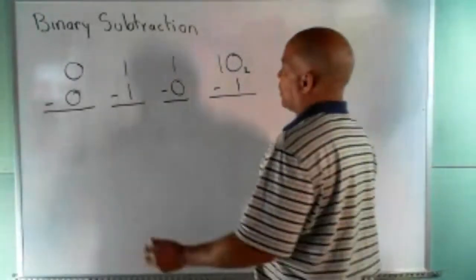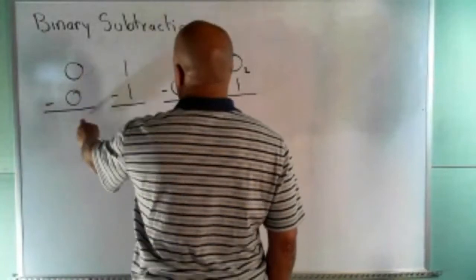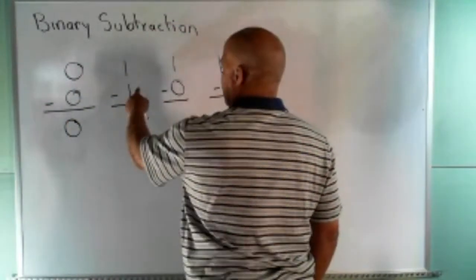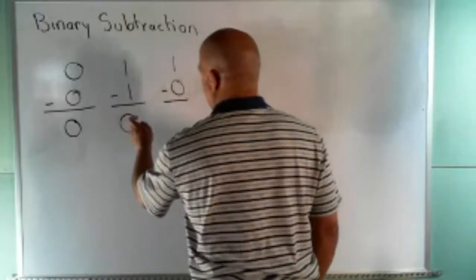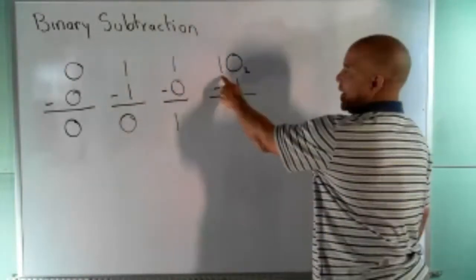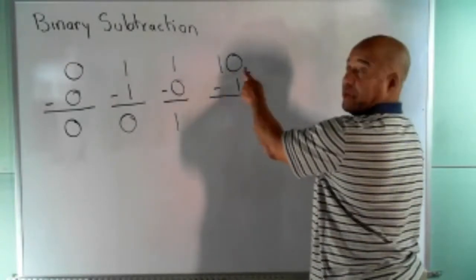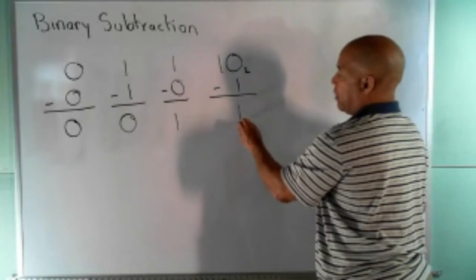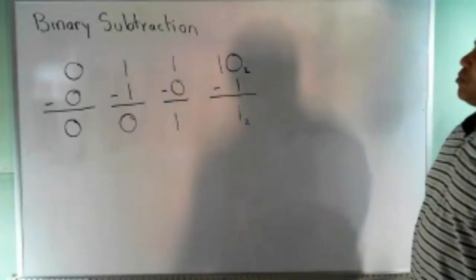So in any number system, of course, a 0 minus a 0 is a 0. A 1 minus a 1 is a 0. A 1 minus a 0 is a 1. Now this says a binary 2. I have a binary 2. If I take 1 away from 2, I get a binary 1. So there are my rules for subtraction.